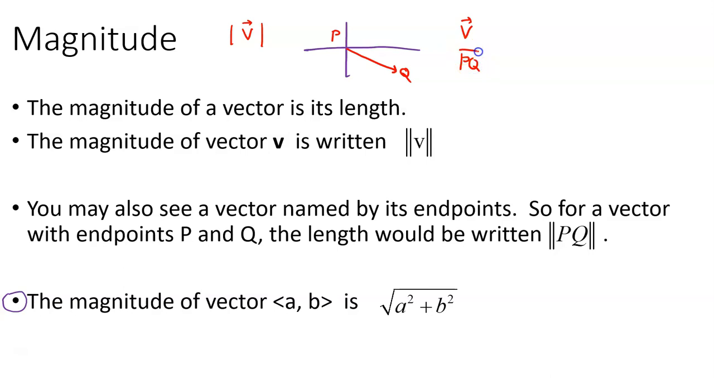in which case instead of calling it vector V, I might call it vector PQ. Okay, that notation gets a little bit goofy because then you go, well, is that a ray or is that a vector? But we can label it that way. And then if you want the magnitude of that vector, then you would look for the magnitude of PQ, like so.